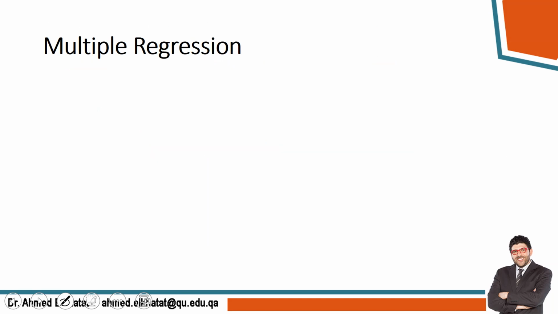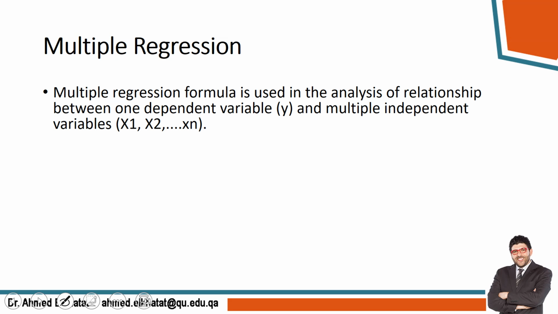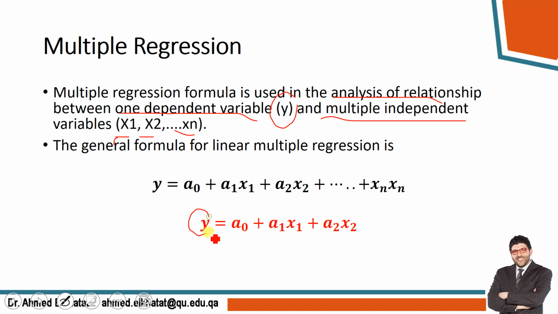Multiple regression. What does it mean by multiple regression? Multiple regression is used in analysis of the relation between one dependent y and multiple independent variables like x1, x2 until xn. So for example, you have one y and you have x1 and x2, and you want to find the correlation between them. So we have 3 coefficients. Also if you have more than one x, it will be a naught, a1, a2, a3. We have x1, x2, x3 and so on.